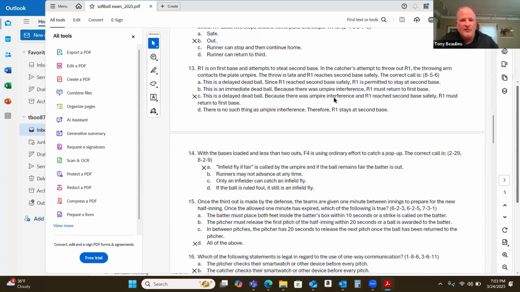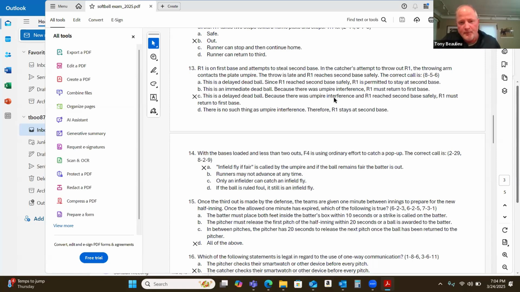All right. R1 is on first base and attempts to steal second base. In the catcher's attempt to throw out R1, the throwing arm contacts the plate umpire. The throw is late and R1 reaches second base safely. The correct call is it's a delayed dead ball because there was umpire interference. Yes, there is such a thing. And R1 reached second base safely, but R1 must return to first base. That's pretty straightforward.